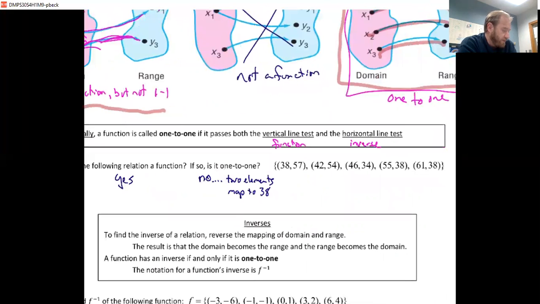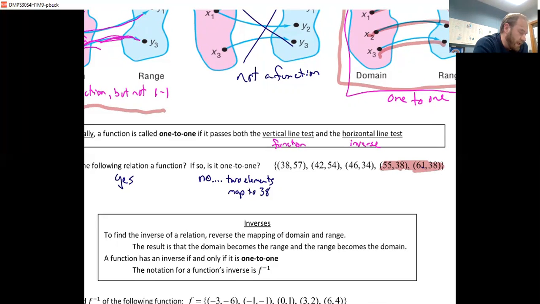Is the following relation a function? Yes, it is. It's a function because each x goes to a y. An x does not go to two different y values. It's not one-to-one because we see this situation right here where we have two different x's mapping to the same y.